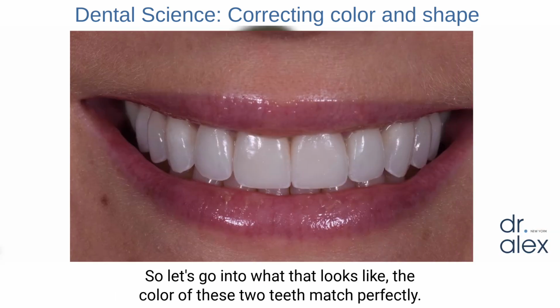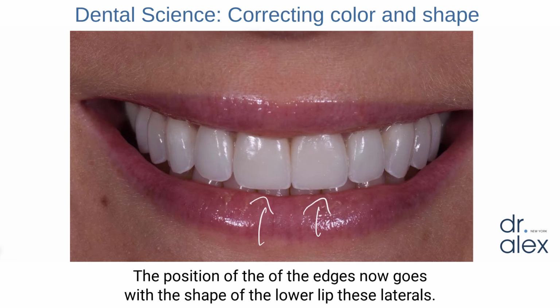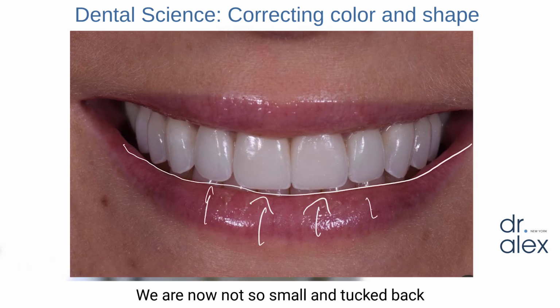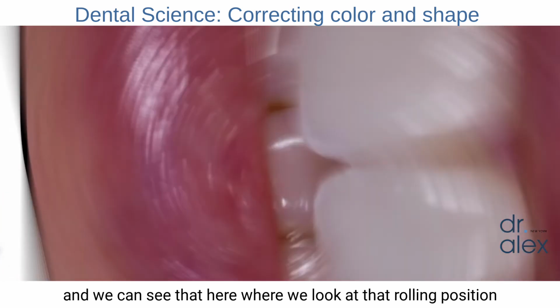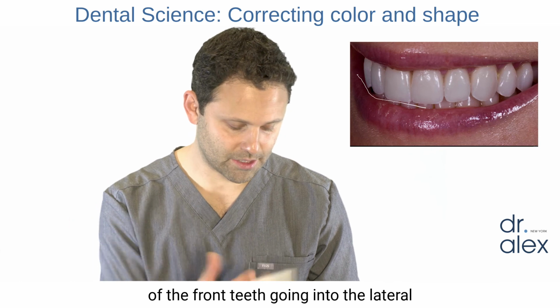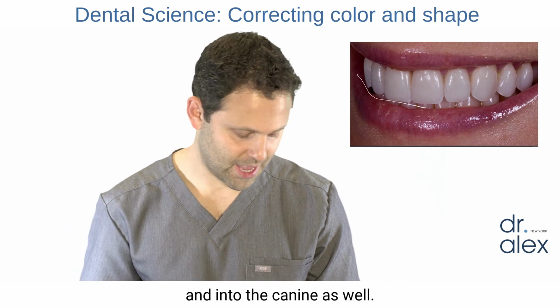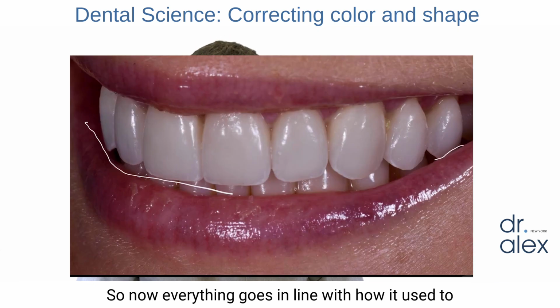So let's go into what that looks like. The color of these two teeth match perfectly. The position of the edges now goes with the shape of the lower lip. These laterals are now not so small and tucked back, and we can see that here where we look at that rolling position of the front teeth going into the lateral and into the canine as well. So now everything goes in line with how it used to.